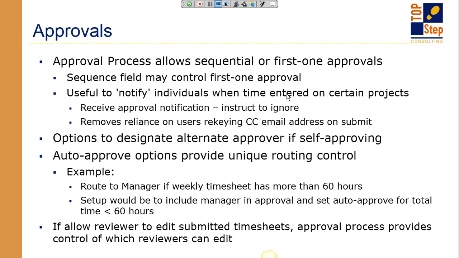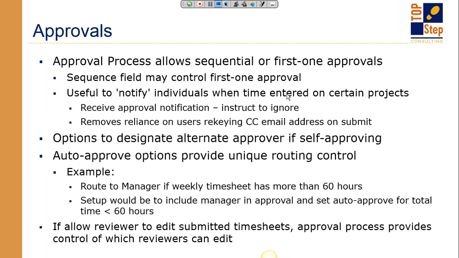You can also have an alternate approver. If a project manager enters time against their own project, do you want them approving their own time in addition to other folks on the project? You can set the approval process to say if it's the project manager, then the approval goes to their manager, as an example of a way we see customers using approval processes.